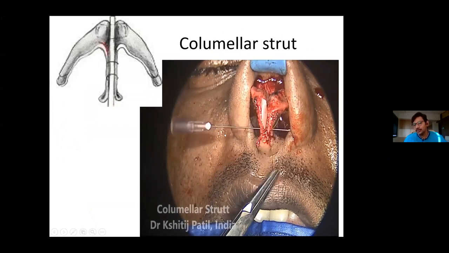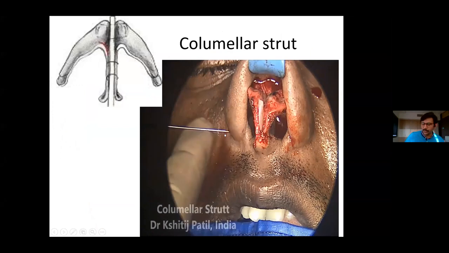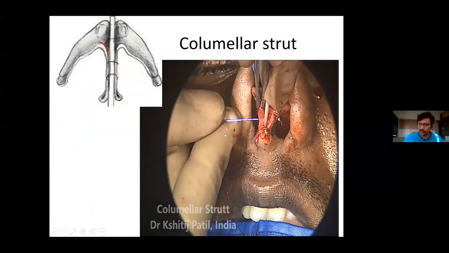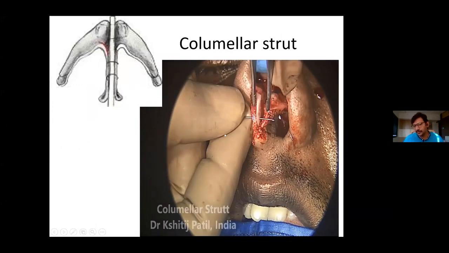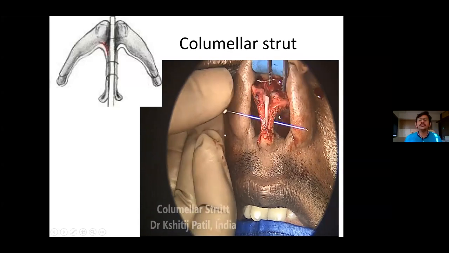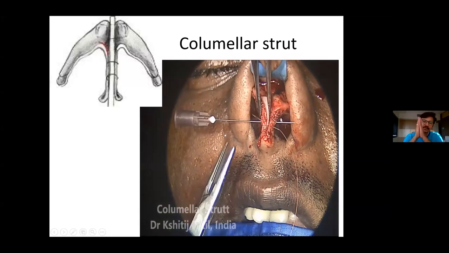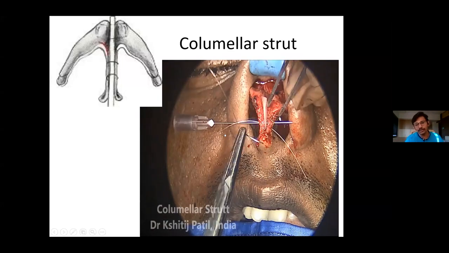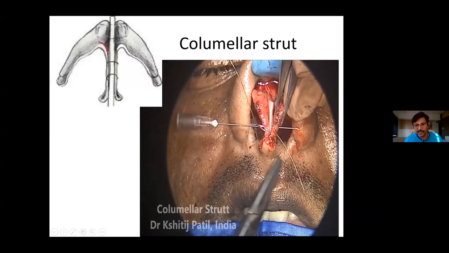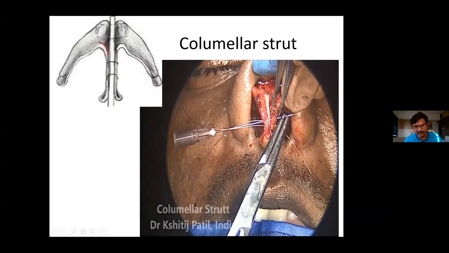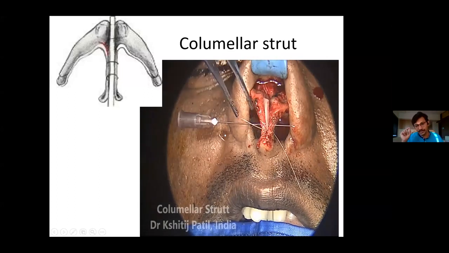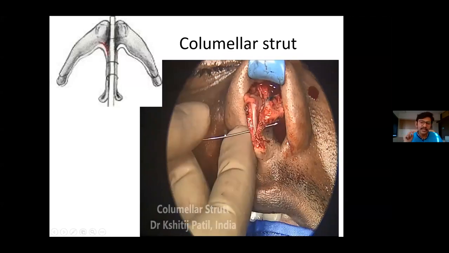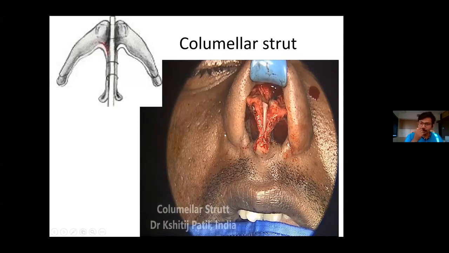So if you just want to retain the shape of the nose, you can use a free floating columella strut at the level in between the two medial crus. But if you want it for increasing the projection of the tip, then it must go till the level of the nasal spine, just in front of the nasal spine but just short of it, because if it touches the nasal spine or premaxilla, then there may be a clicking sound on moving.